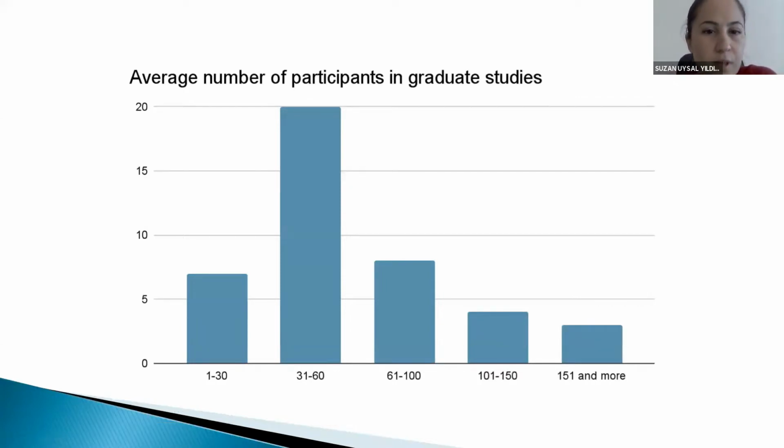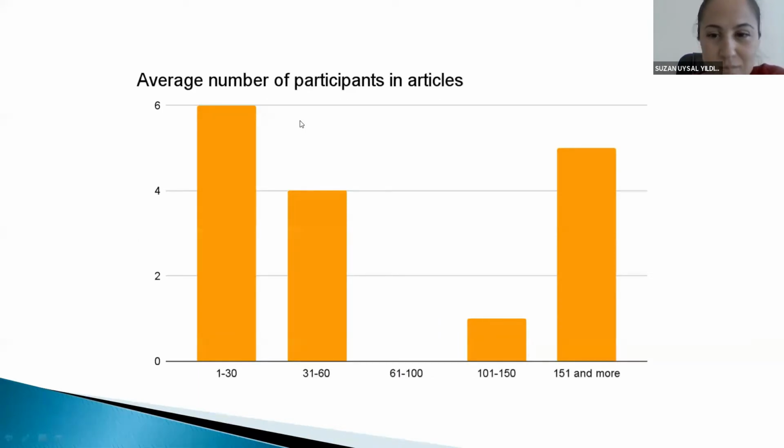When we have a look at the average number of participants in graduate studies, as you can see, the researchers mostly prefer more than 30, actually between 30 and 60, maybe to find the necessary number of 30. But when it comes to articles, as you can see, the sample is much more different. In qualitative studies, they prefer few numbers, but in the other surveys, more than 151 participants were chosen.